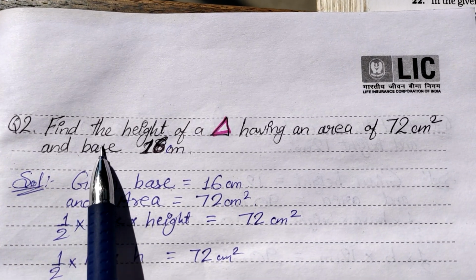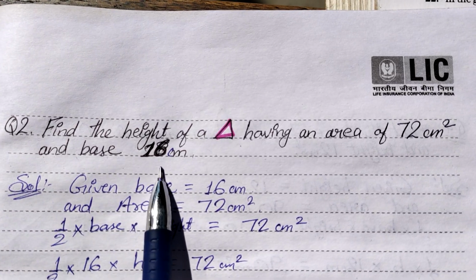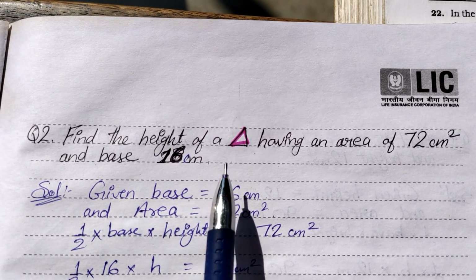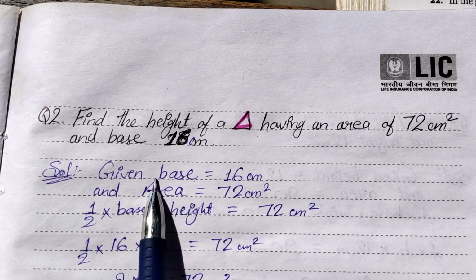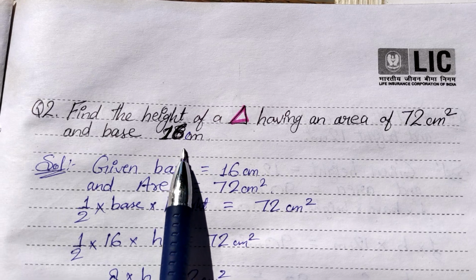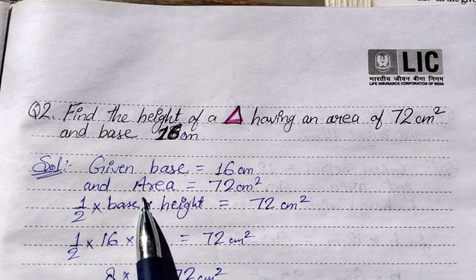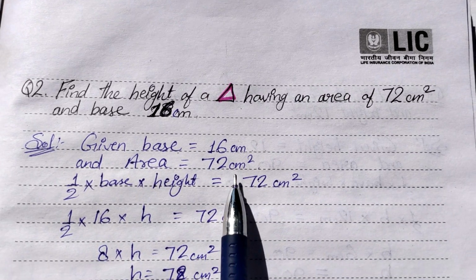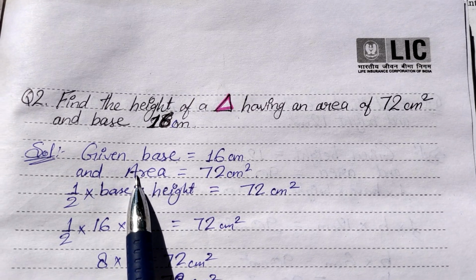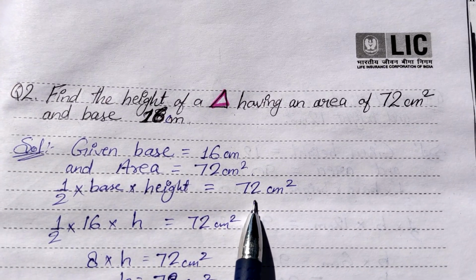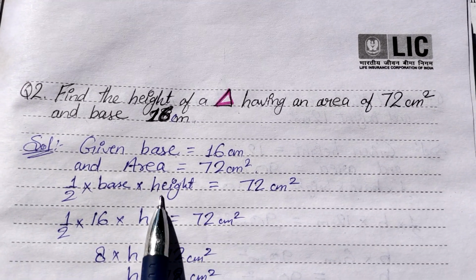Now question number 2. Find the height of a triangle having an area of 72 centimeter square and base 16 centimeter. Now we have to find the height of the triangle. What is given? Area is given and base is given. So see the solution. Given base 16 centimeter, area 72 centimeter square. We know that area of triangle is equal to 1/2 into base into height. So here we have the formula of area, and area is given, that is 72, so we can equate it.